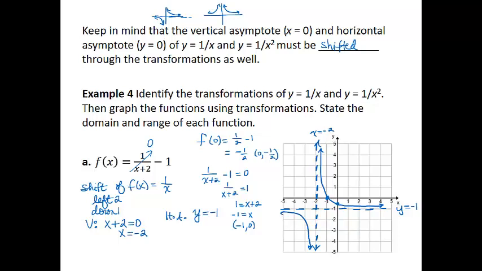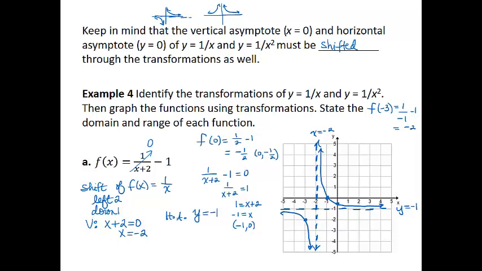Like if I plugged in negative 3, f of negative 3 is 1 divided by negative 3 plus 2, or 1 divided by negative 1, minus 1. So negative 1 minus 1 is negative 2. So we do actually have a point at negative 3, negative 2.